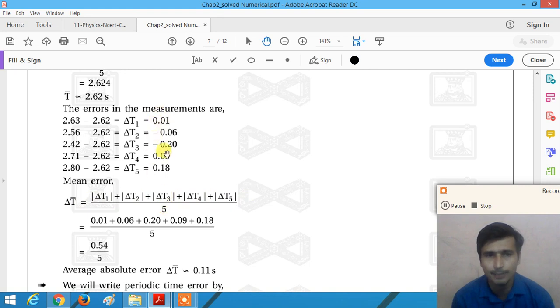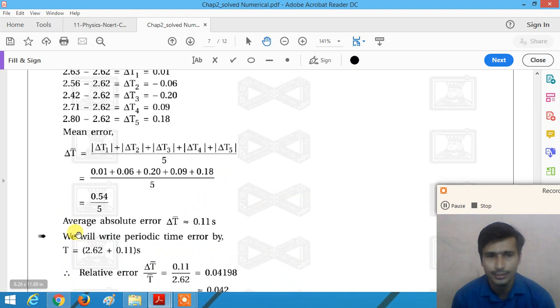So we take the positive values of these errors: 0.01 plus 0.06 plus 0.20 plus 0.09 plus 0.18, divided by 5. So we get the average absolute error, delta T bar, is equal to 0.11 second. So the answer to the first question: the average absolute error is 0.11 second.